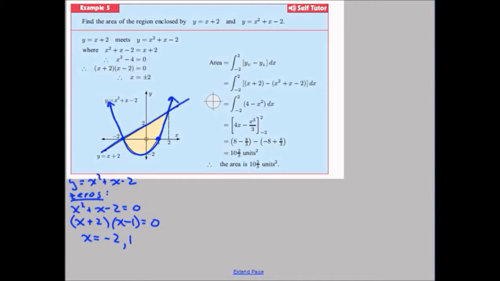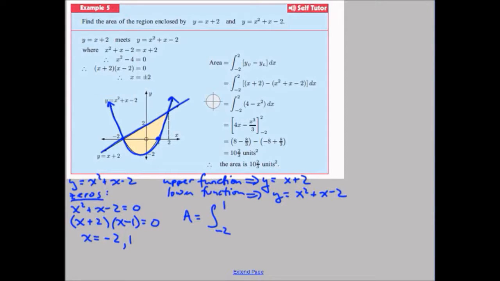So the upper function is y equals x plus 2. And the lower function is y equals x squared plus x subtract 2. Okay, therefore area is the integral from the points of intersection, so negative 2 to positive, no, not positive 1.